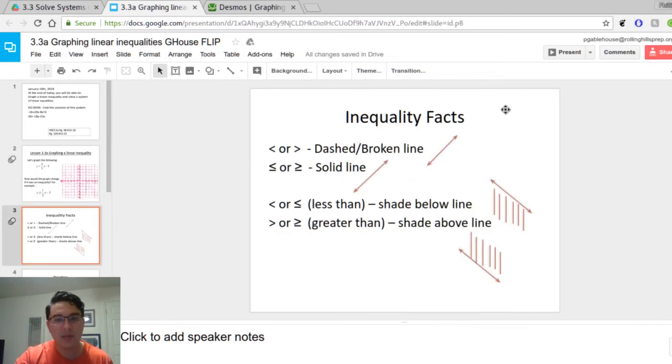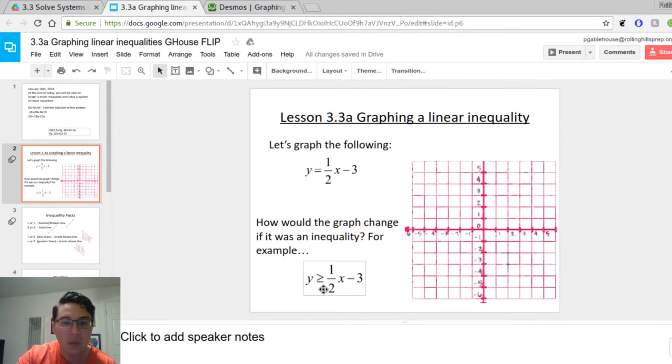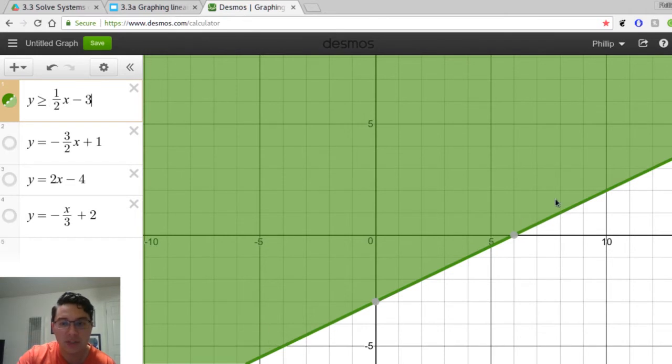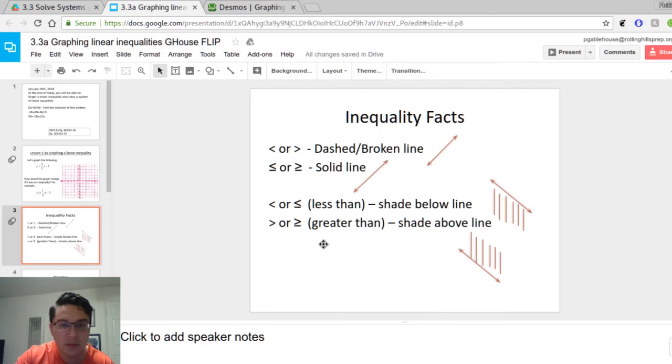So if you go to the next page, we have these rules broken down for us. When we have strictly less than or strictly greater than, we're going to have a dashed, broken line. If we look at our previous example, we had greater than or equal to, and for greater than or equal to, we use a solid line. So it looks just like what we have here. If this was strictly greater than, though, we would have a dashed line. You will see here on the video, we have a dashed line now instead of a solid line. So when we have strictly greater than or strictly less than, we use a dashed line. When it's greater than or equal to or less than or equal to, we use a solid line.